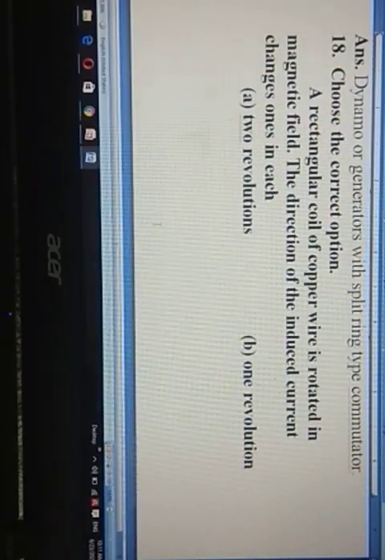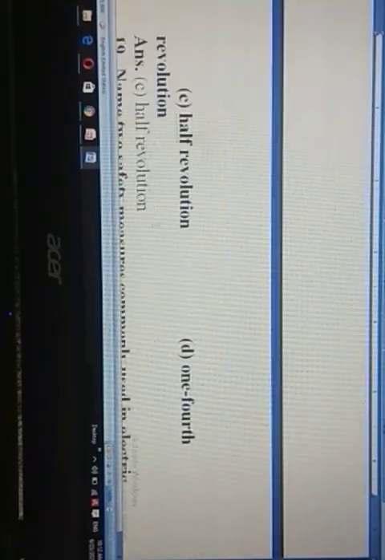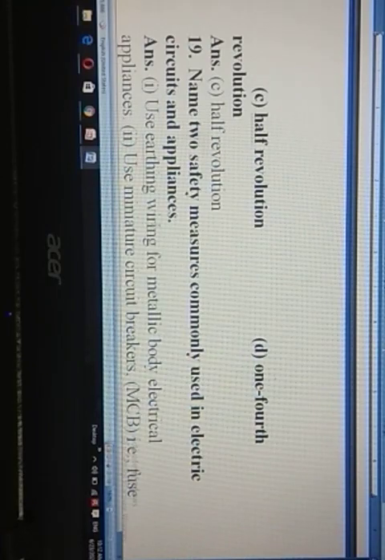Choose the correct option. A rectangular coil of copper wire is rotated in a magnetic field. The direction of the induced current changes once in each: A, 2 revolutions; B, 1 revolution; C, half revolution; or D, 1/4 revolution. The answer will be half revolution.